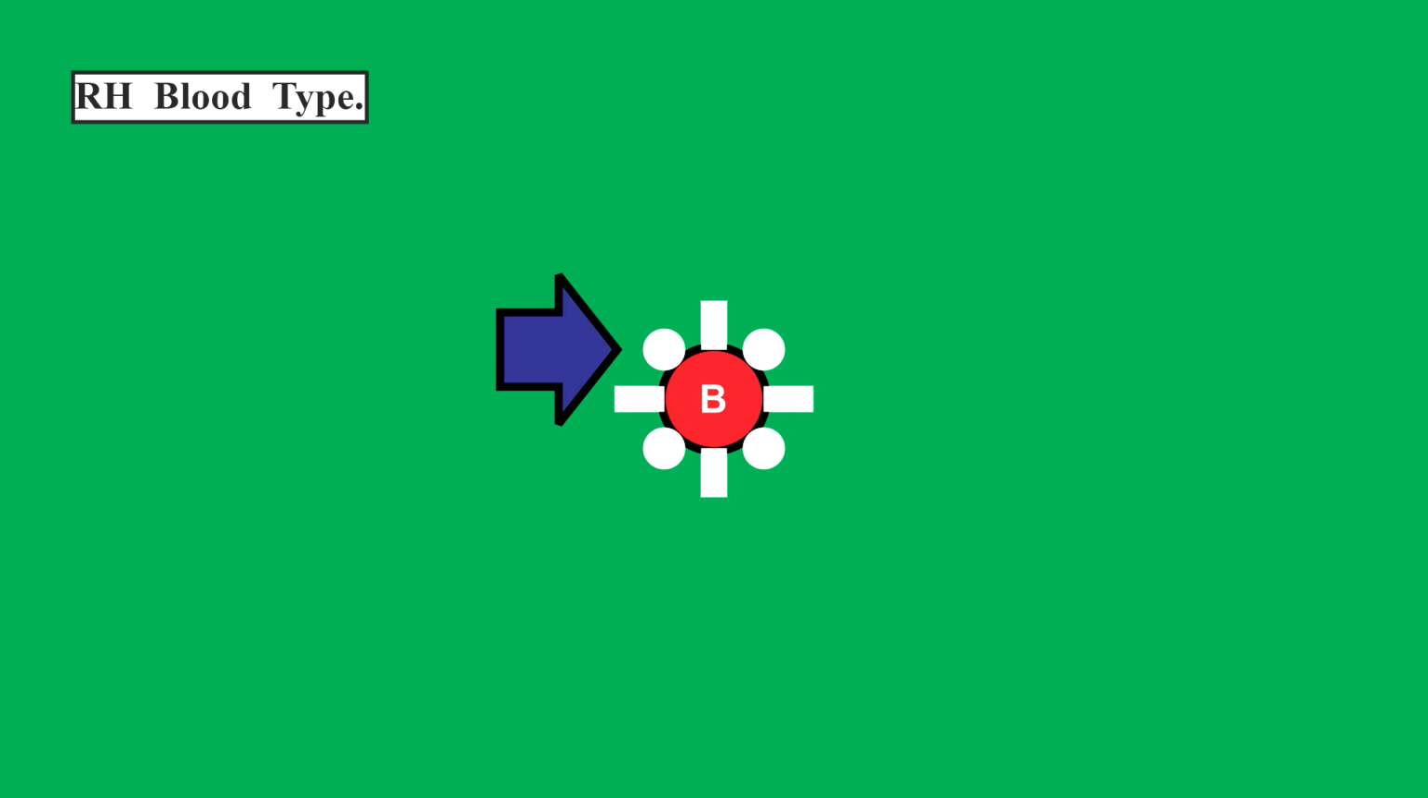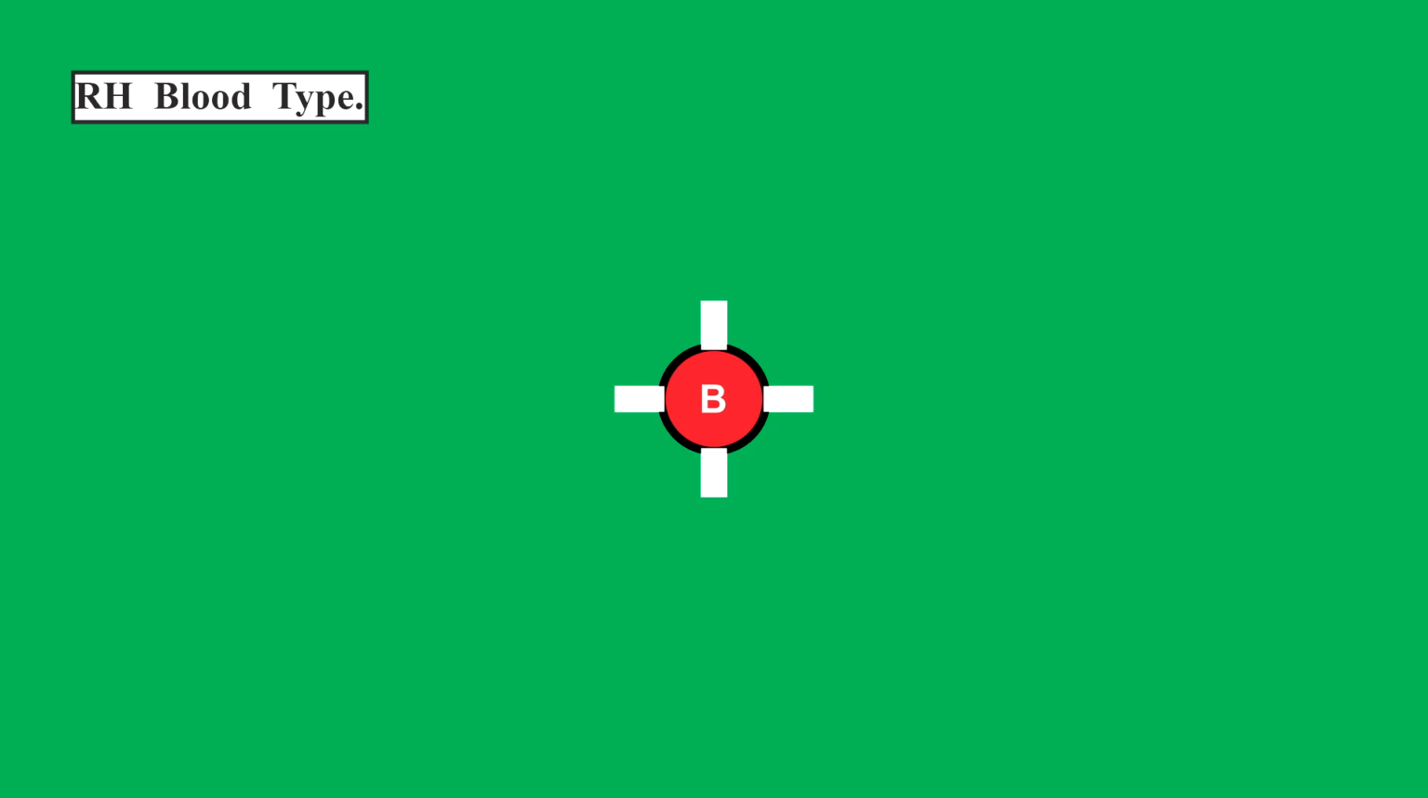If you have a positive at the end of your blood type, this means you have the Rh antigen on the surface of your red blood cell. If you have a negative at the end of your blood type, this means you do not have the Rh antigen on the surface of your red blood cell.